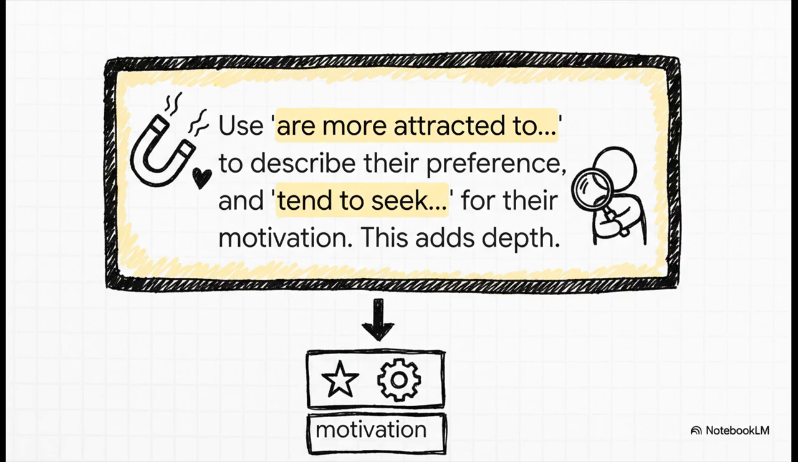Next up, you describe the first group. And the key phrase to remember here is, "are more attracted to." You follow that with their preference, and then, and this is crucial, their motivation, what they tend to seek. That 2-part description adds some real substance to your point.